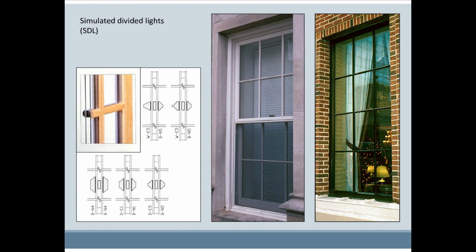Simulated divided lights, or SDL, is the industry term for a three-part assembly that consists of a three-dimensional grid applied to the exterior, backed up by a spacer within the insulated unit, and another grid applied on the interior glass surface. This system allows greater flexibility in muntin size and profile and can be an effective imitation of true divided lights when carefully executed.